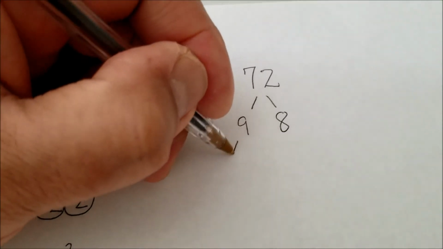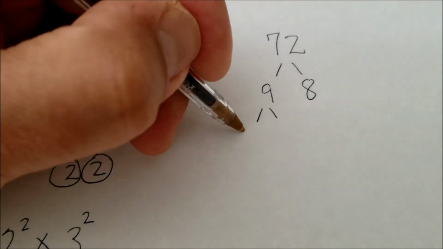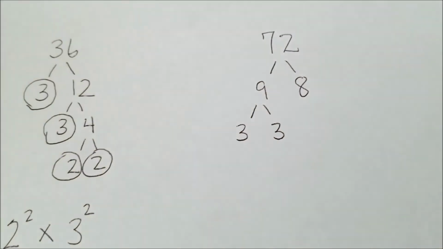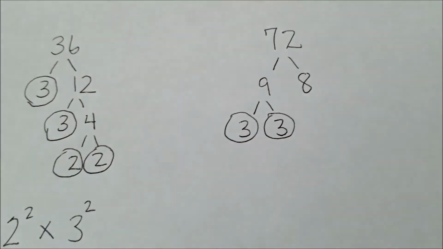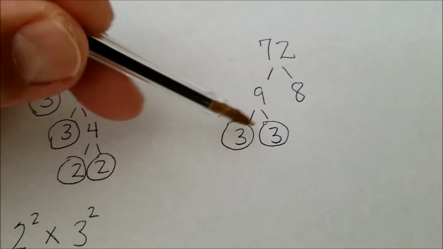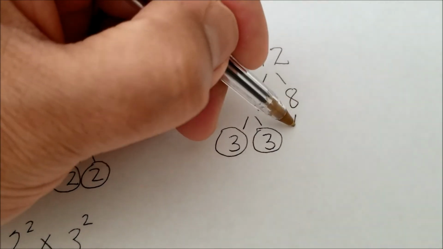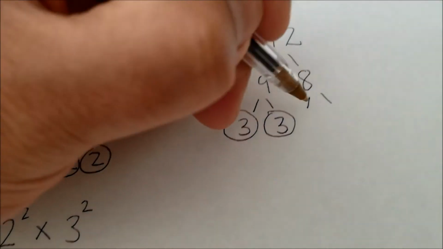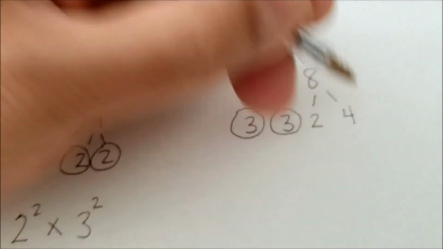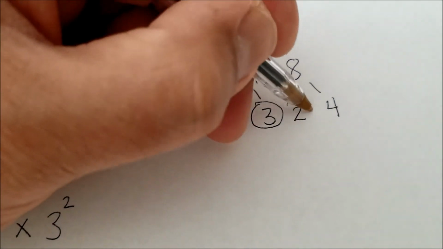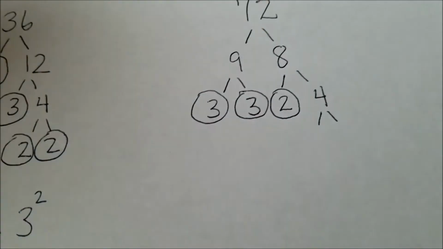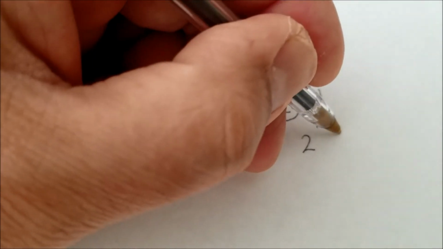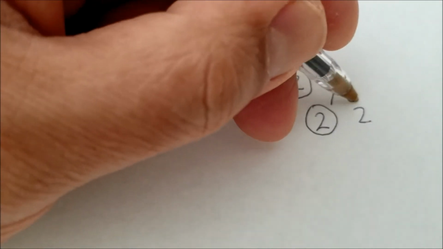Let's go ahead and factor out this 9. And like before, we got 3 times 3. And we're going to circle those 3's because they're prime. Let's go ahead and go to the 8. 2 times 4. We're going to circle this 2 because 2 is prime. And then how do we get 4 by multiplying? 2 times 2.